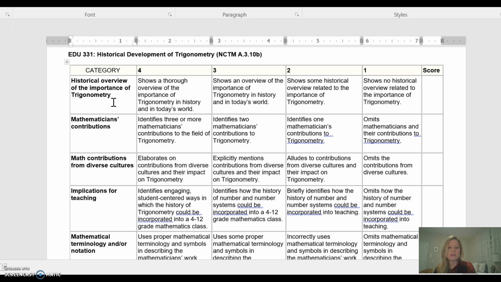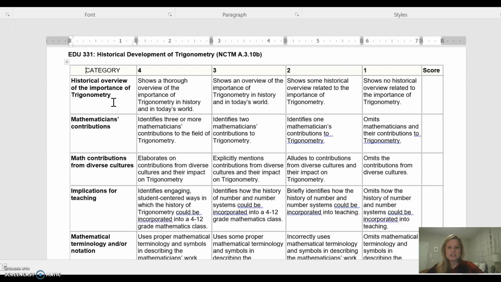How can you incorporate the history of trig into the 4th through 12th math classroom in an engaging student-centered way? If you choose just to do it in a 5th grade classroom, great. Just explain it so that it's engaging and student-centered. I'm not looking for all 4th through 12th, just one way that you could do it.